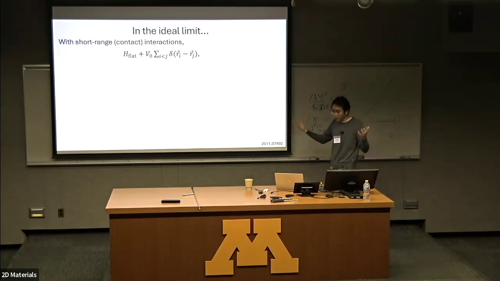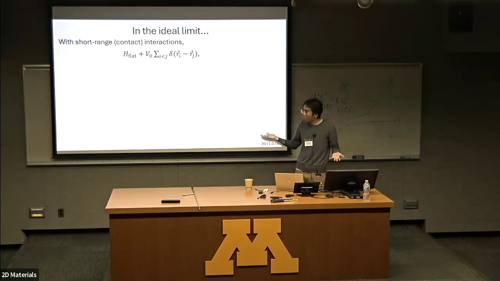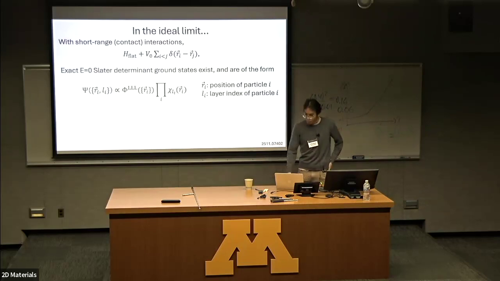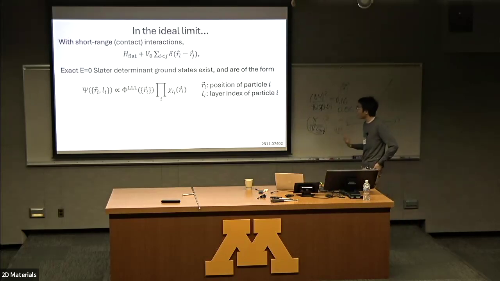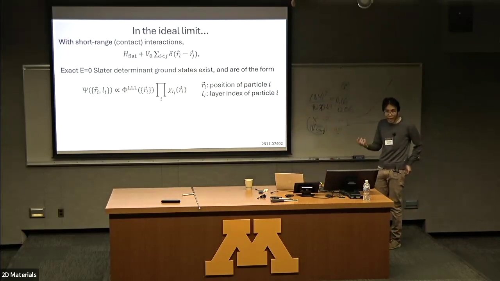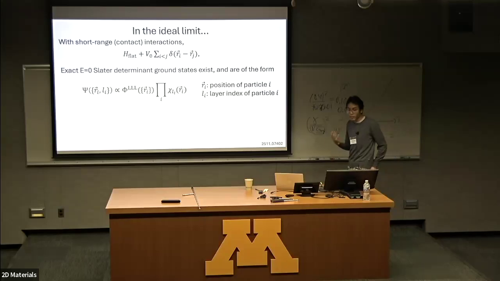So, strictly speaking, this is not a well regularized model. K goes off to infinity without constant kinetic energy, and that's something that we'll have to deal with later by adding back in some kinetic energy. But that's our Hamiltonian, and it turns out that we can basically prove some statements in this limit. One statement we can prove is that this Hamiltonian has exact zero energy Slater determinant ground states.